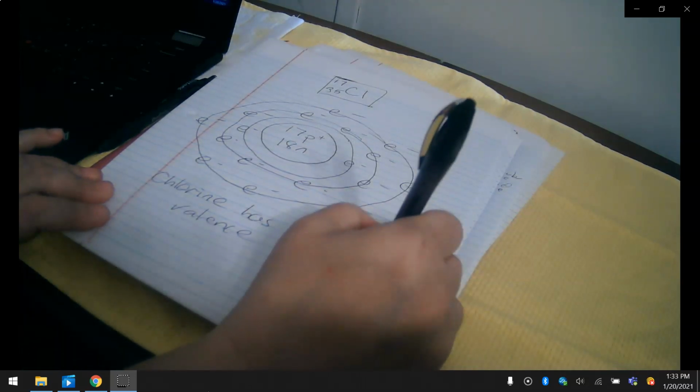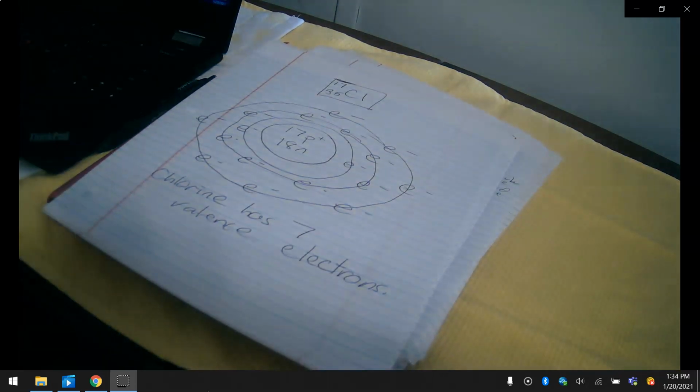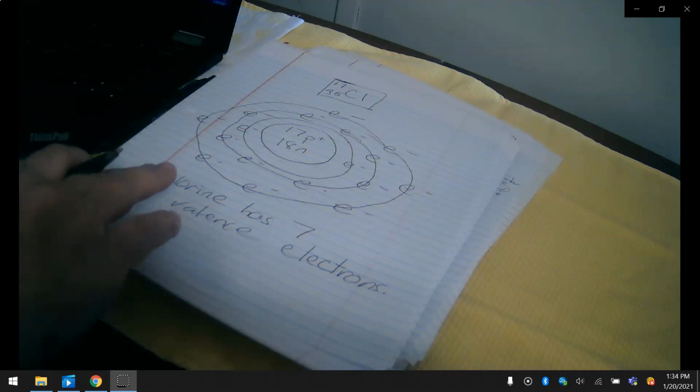Chlorine has 7 valence electrons. And that just means 7 electrons in its outermost energy level. So now let's talk about how ions form. Remember, atoms have a neutral charge, but ions have either a positive or negative charge.